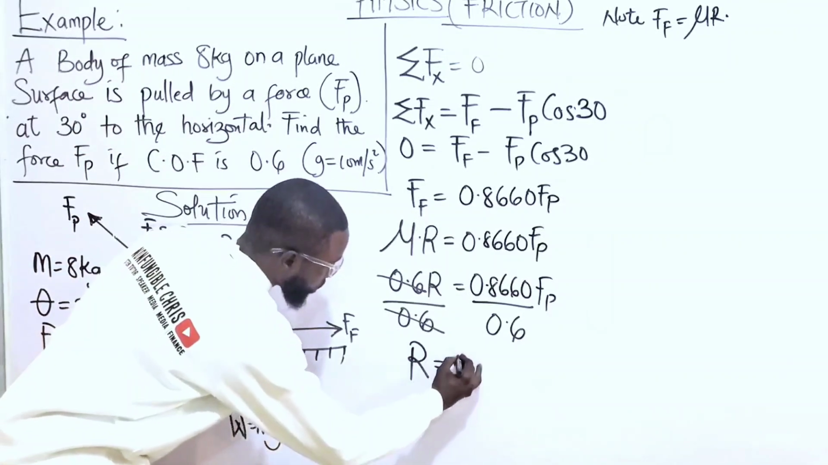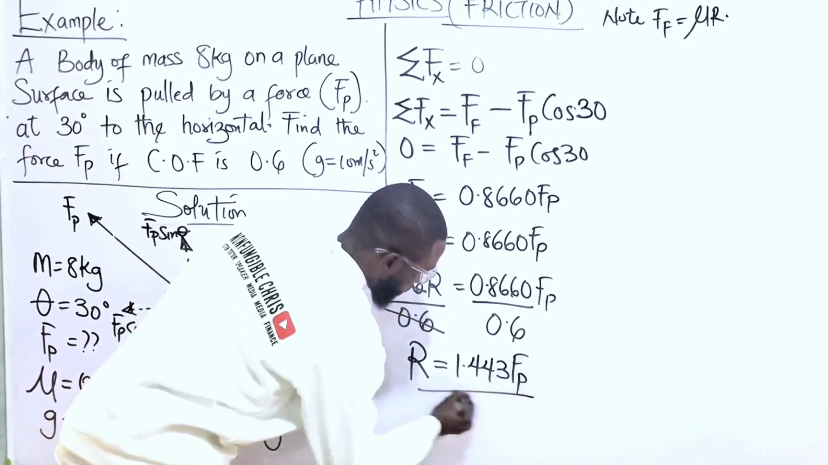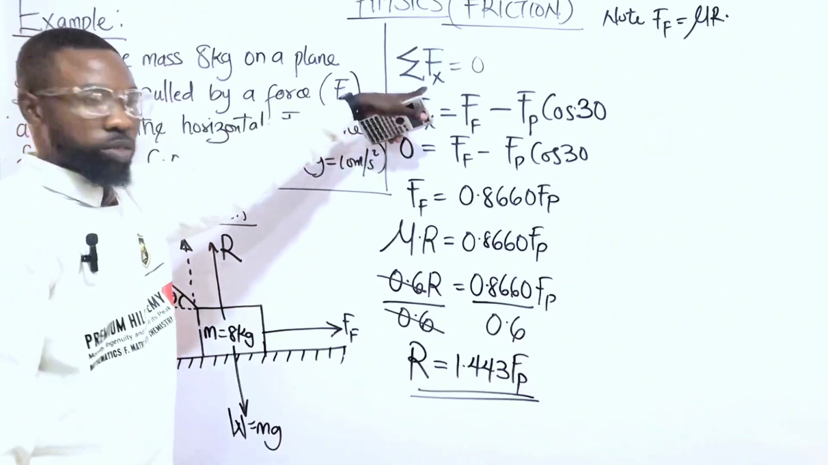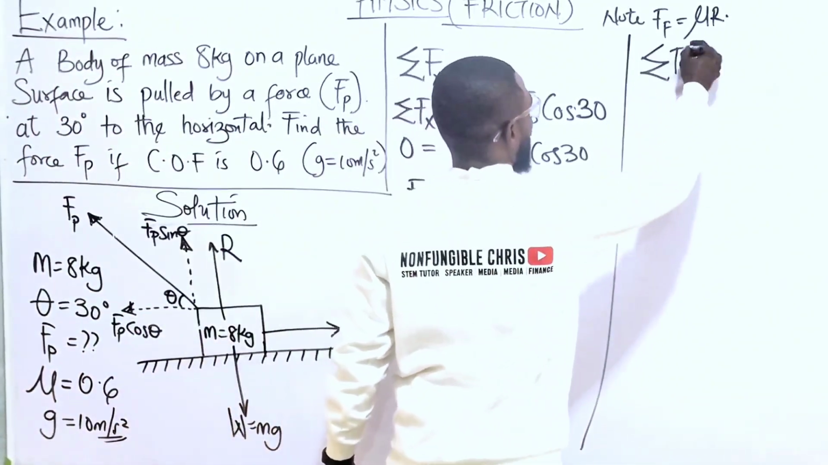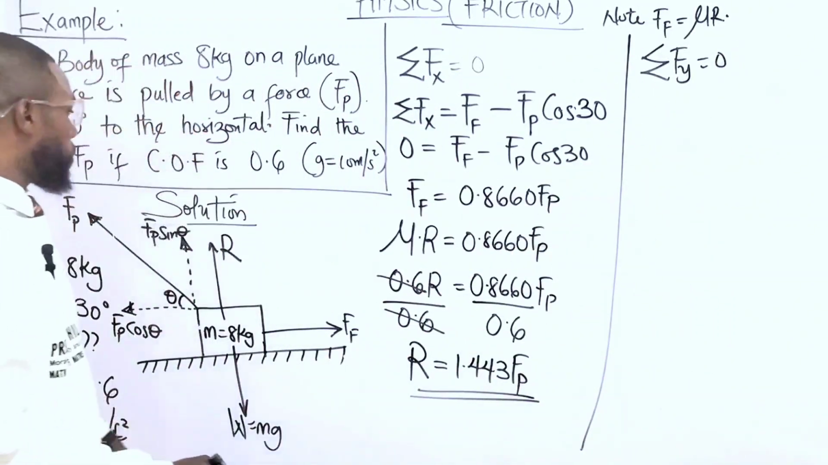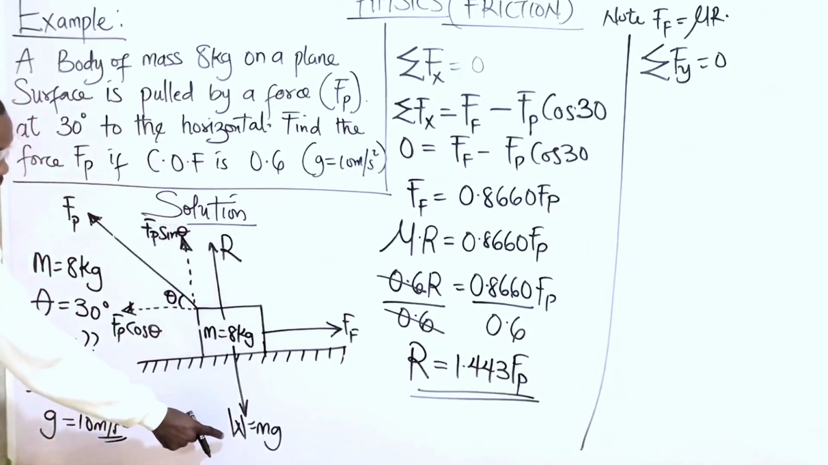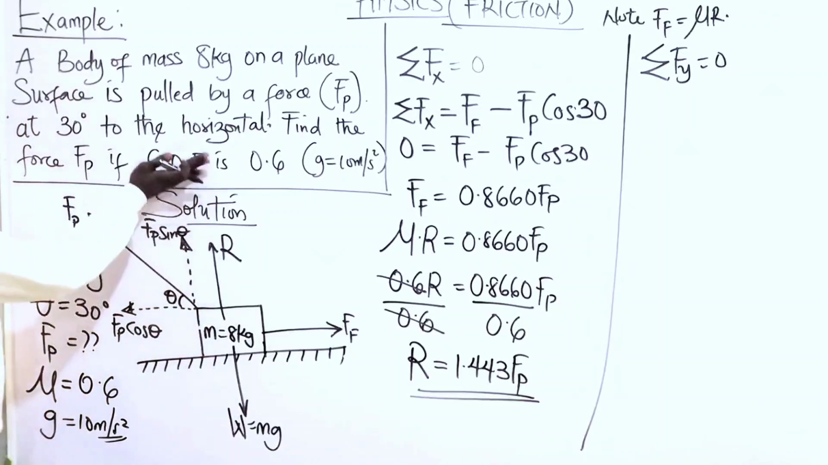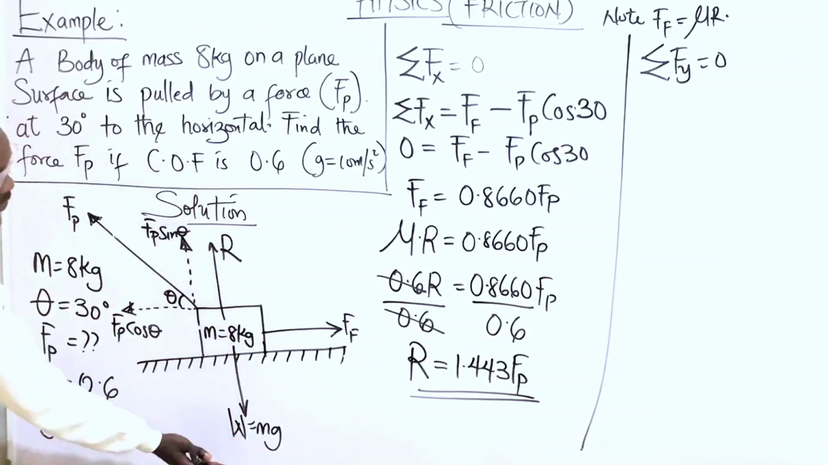So our normal reaction is 1.443 Fp. Remember, they asked us to look for Fp. Now we've resolved all the forces in the x-axis, right? Let's resolve the forces in the y-axis. So we also know that the sum of F in y will be equal to 0. The sum of all the forces will give us 0, right? So if we're looking at the y-axis, it means we are going to have this upper one minus the weight here. All of these are the positive side of y, all of these are the negative side of y, so it's everything here minus this.